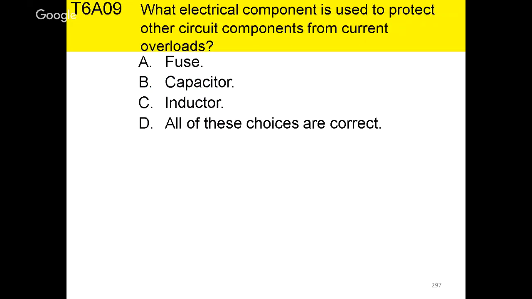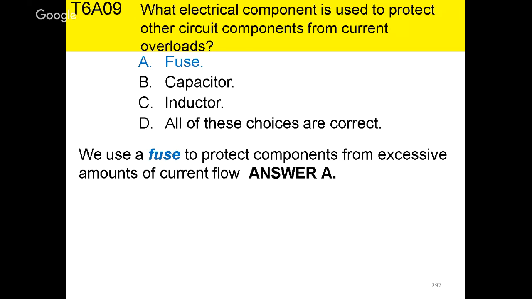What electrical component is used to protect other circuit components from current overloads? Now we're getting into simple little basics of circuit protection, and it's called a fuse. And of course, fuses are rated. If you look in your little fuse box under the dash of the car, you'll see little numbers on there. They can be 3 or 5 or 10 or 20 or whatever. That's the amperage. That's the amount of current that is allowed to flow through that circuit without damaging anything.